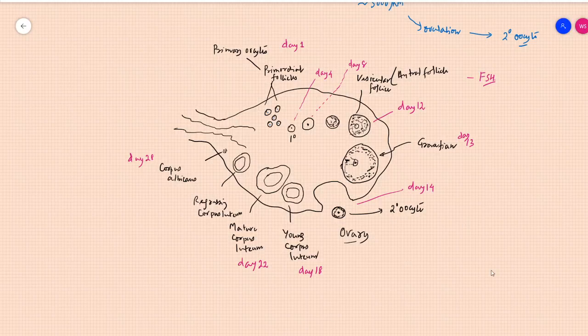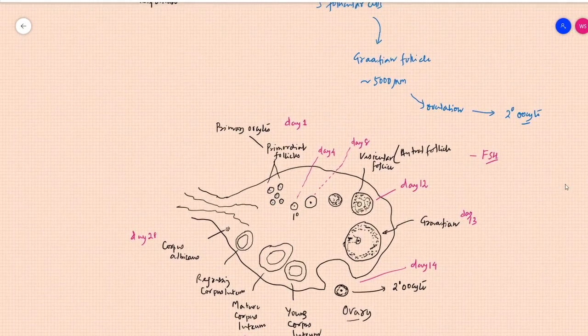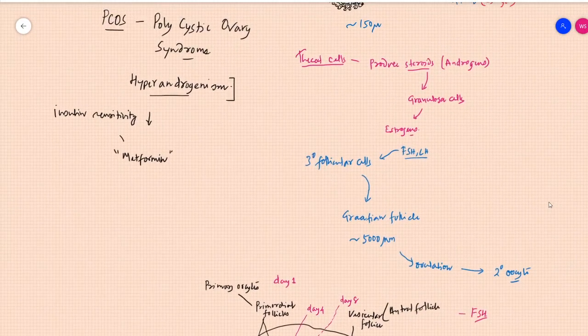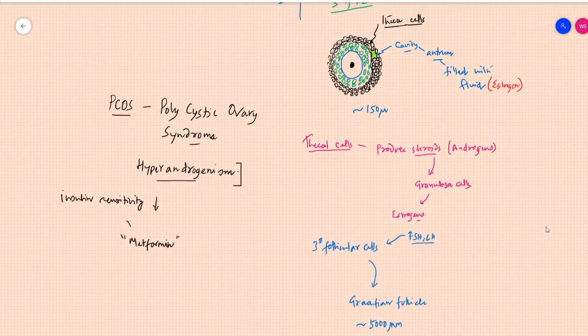Okay, there is one more point that we need to remember here, is that the thecal cells are here. These thecal cells have access to blood vessels, meaning they are vascular. If you think about the other cells, they don't have blood vessels coming in.